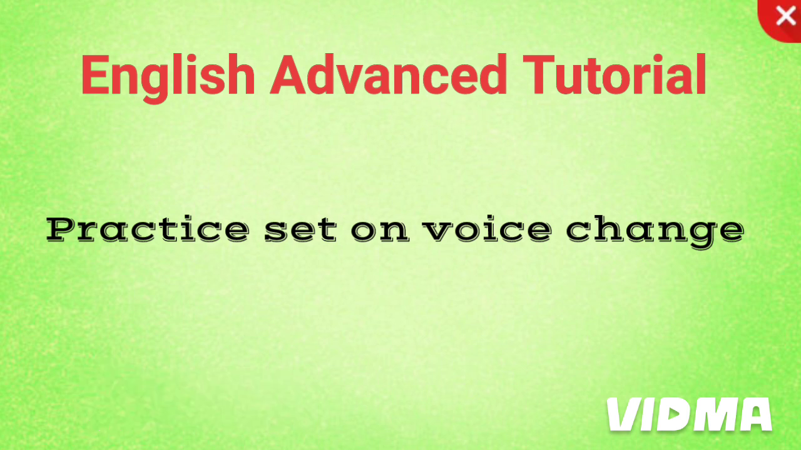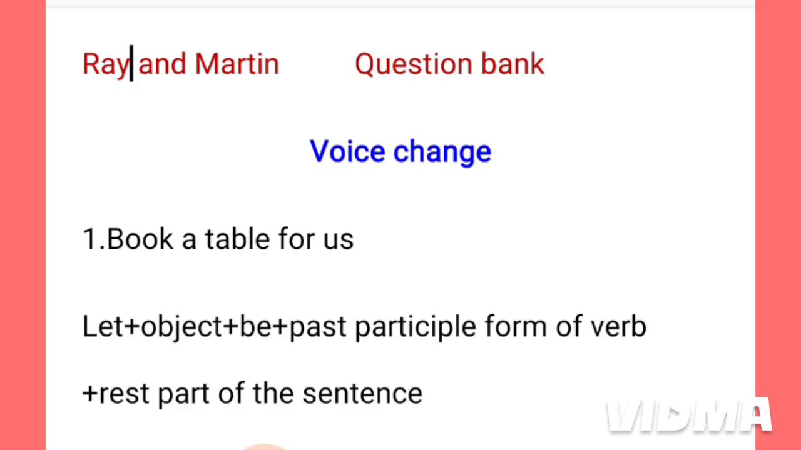Now let's start the practice set. This is the first question. Book a table for us. Actually, this is being told to anyone to book a table for us. So, see now this is the verb here, book. A table is the object here because if you question by what, then the answer is a table. We have to book a table. That is why a table is the object here. For us, this is just the rest part of the sentence.